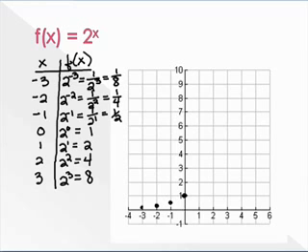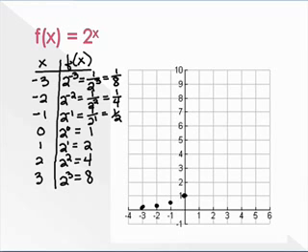Negative 3 is 1/8. So what's going to happen as I go to the left is I put in smaller and smaller numbers for x. The number itself, when I take 2 and raise it to the power, is getting smaller and smaller. But it's never going to equal 0. There's no power that we can raise 2 to get 0, and there's no way we're going to get a negative number either. So it is approaching 0 there.